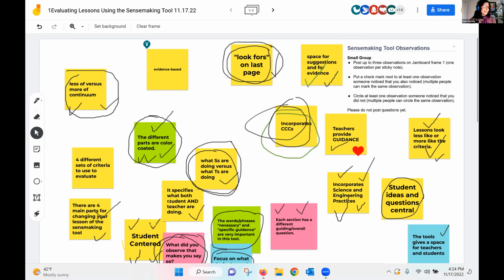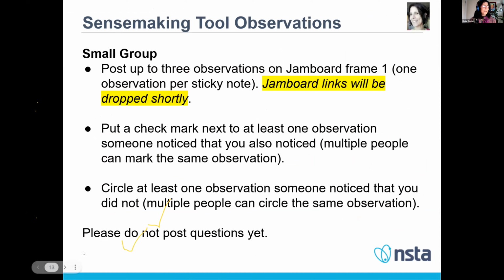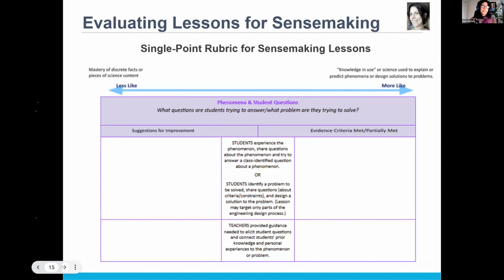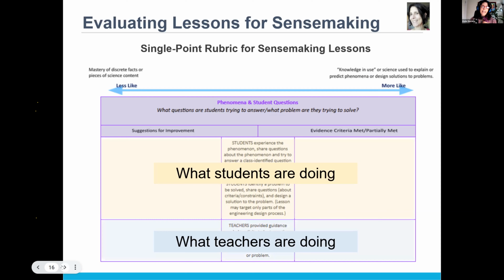All right, let's see if I can get us back to the slides. Hopefully everybody is now looking at the slides again. So, as many of you pointed out, we do have two rows. We're interested in what the students are doing, what opportunities the students have in the lesson, and the guidance that's provided to teachers. We also see the less like, more like. It is a continuum. There's always room to keep moving along toward that sense-making frame.